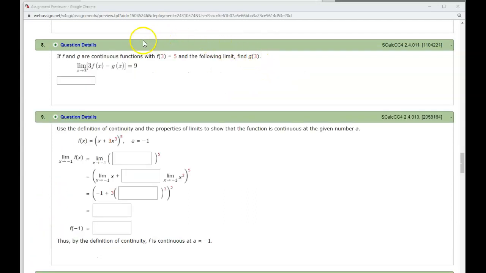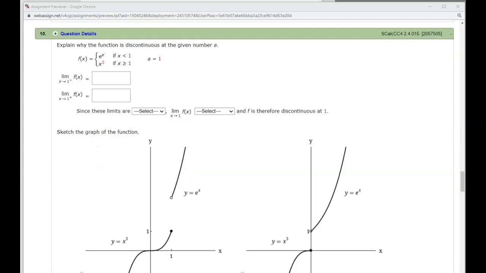We already looked at how you would evaluate a limit like this. F of 3 is 5 means that when I take this limit, when I put 3 in here, this part is going to be 5. G of 3 is what I'm wanting to find, so 3 times 5 is 15 minus g is going to be equal to 9 if this is continuous. So that goes back to our definition of continuous at a point. These can just be put in if it's continuous at a point.